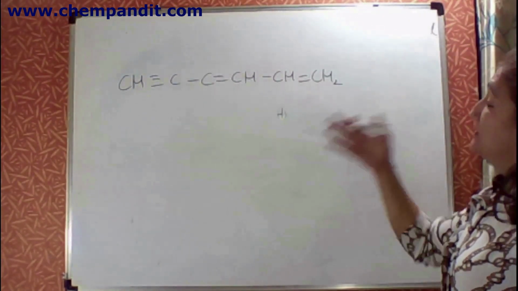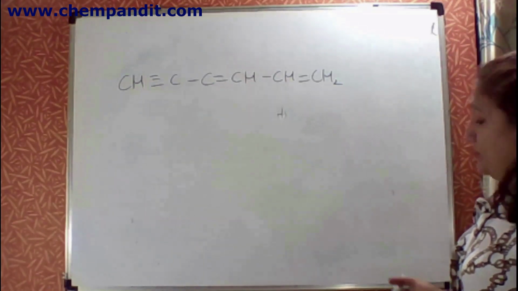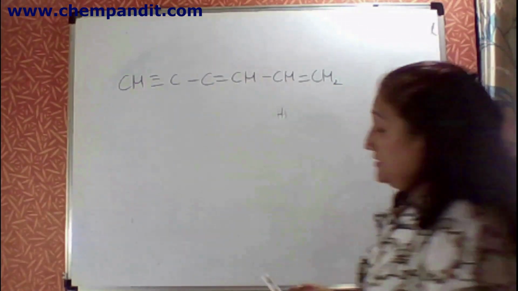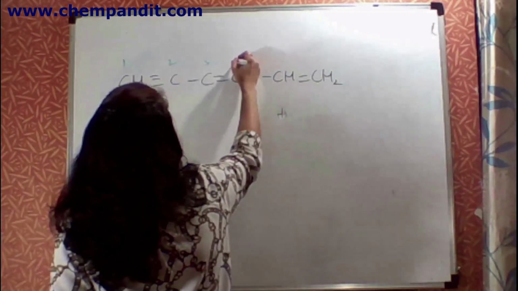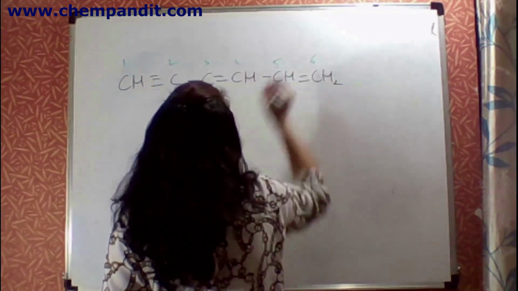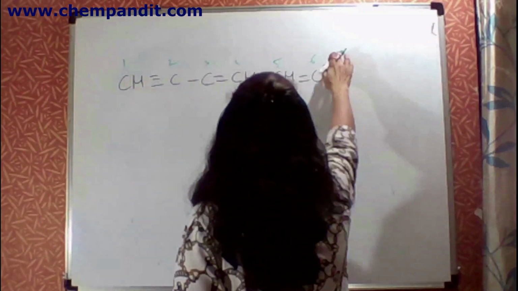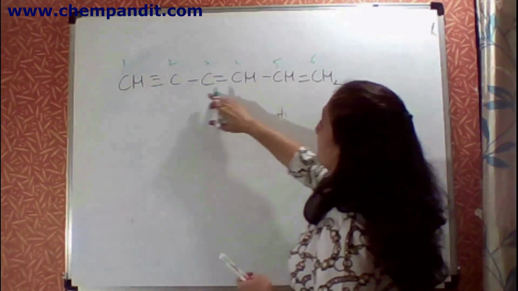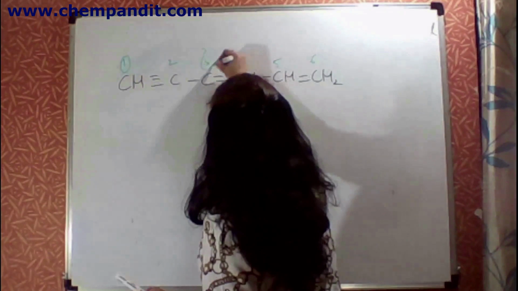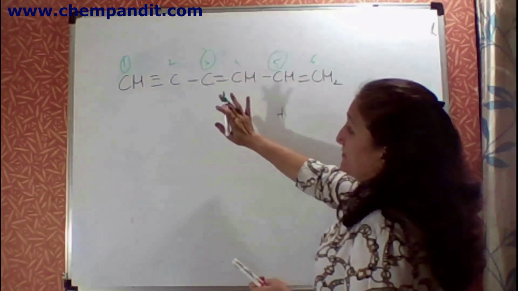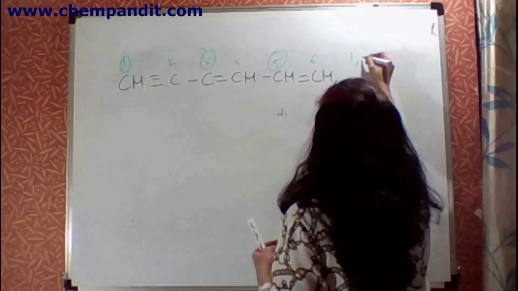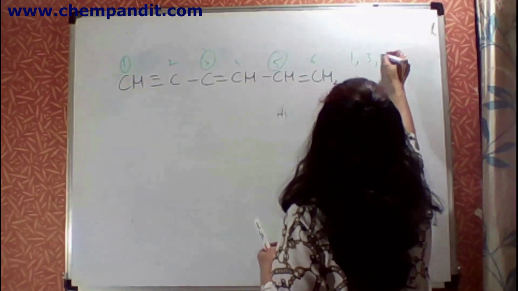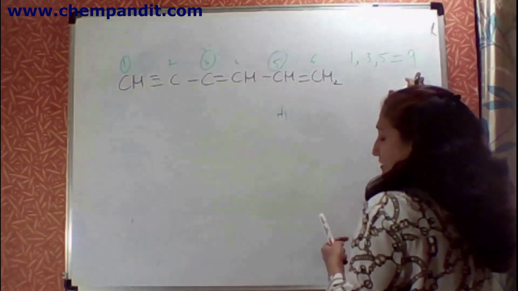Now, how will you number this compound? Let's try both ways. Let's number the compound from left to right: 1, 2, 3, 4, 5 and 6. In this case, the multiple bonds are falling on carbon 1, carbon 3 and carbon 5. Am I right? So let's take the sum rule. 1, 3 and 5. The total becomes 9.